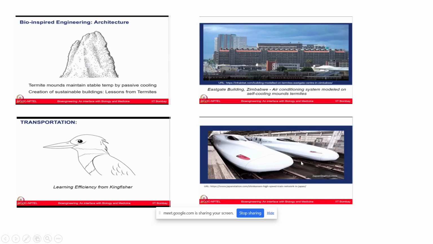One of the examples in terms of transportation: the Japanese, in order to make their bullet train, were inspired by the kingfisher. If you have ever seen a kingfisher when it tries to catch fish, it goes at a high speed, and in the water itself the beak goes in at such a high speed that it can catch the fish immediately and have its lunch or dinner. So inspired by this specific shape of the beak, they have been able to build much faster bullet trains, which were inspired by the kingfisher.